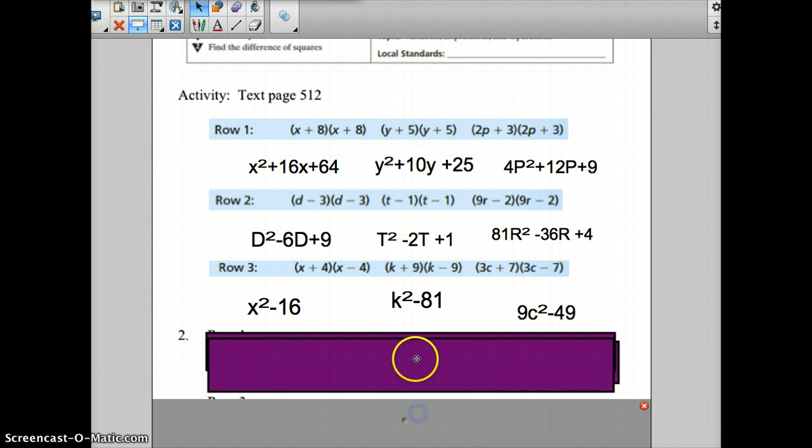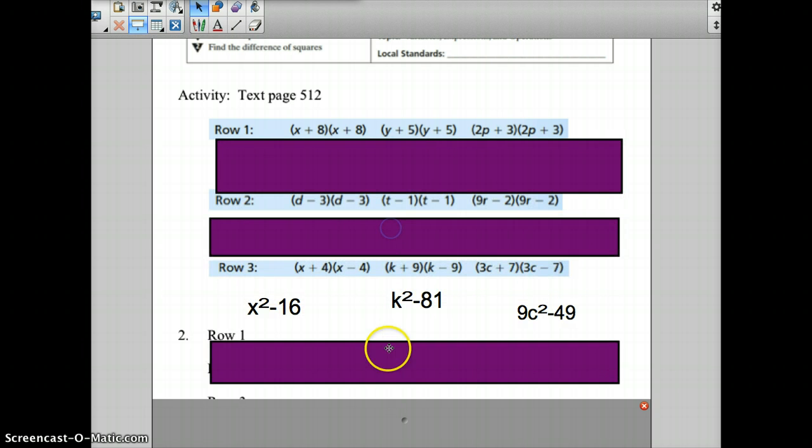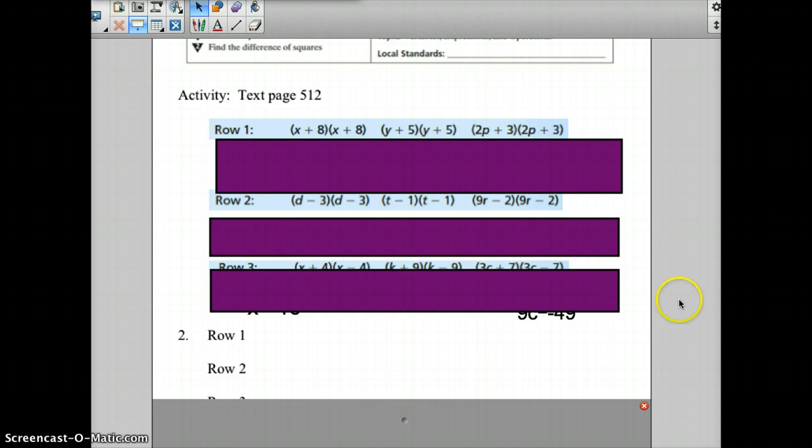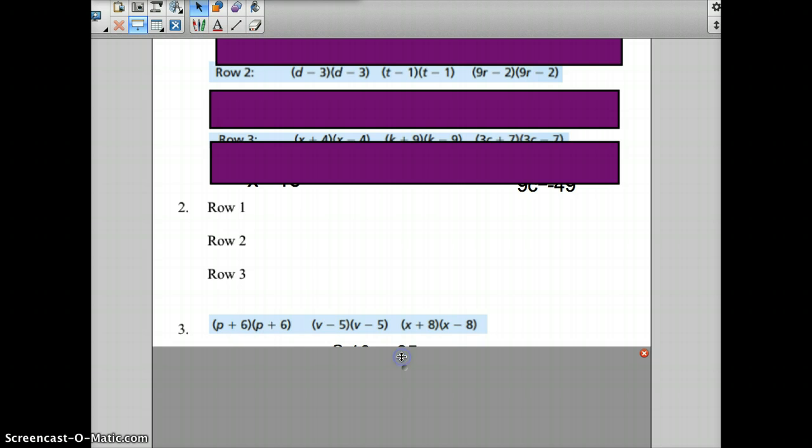Let's look at example 2. Or excuse me, example 3. So we've got p plus 6 times p plus 6. Can you do that without writing your outers and inners? Can you see that your outers and inners will combine? Here, the same thing. Here, your outers and inners will make each other disappear.